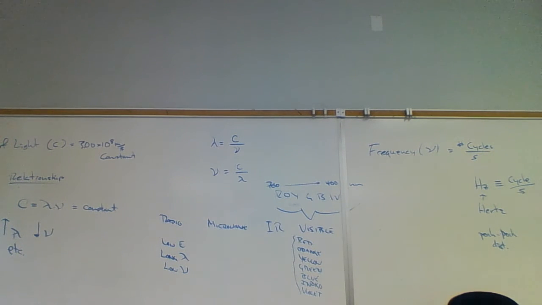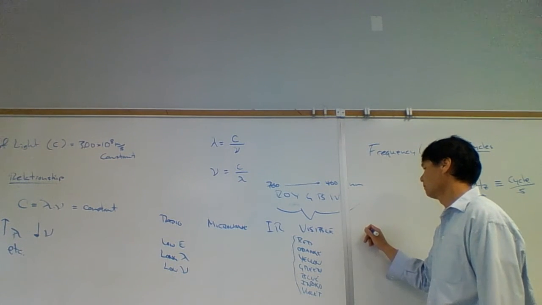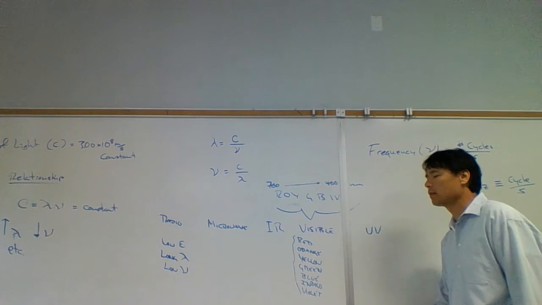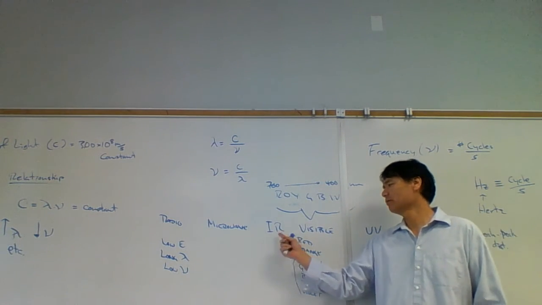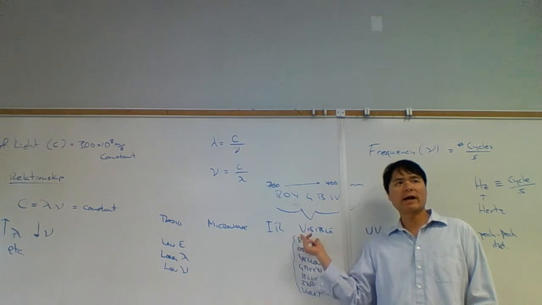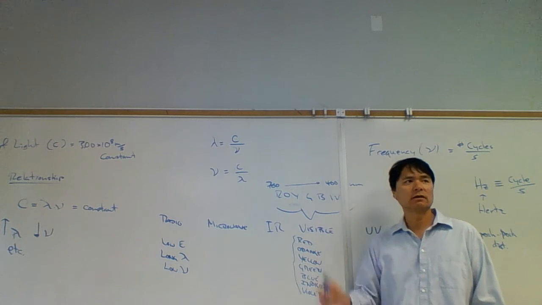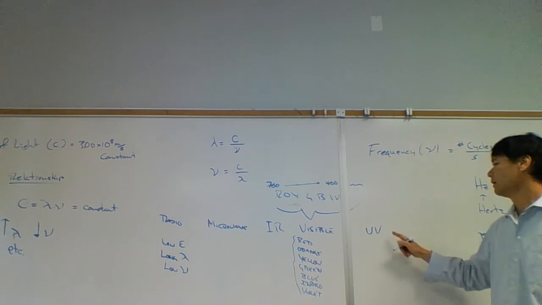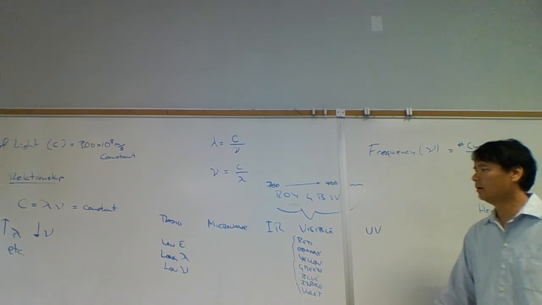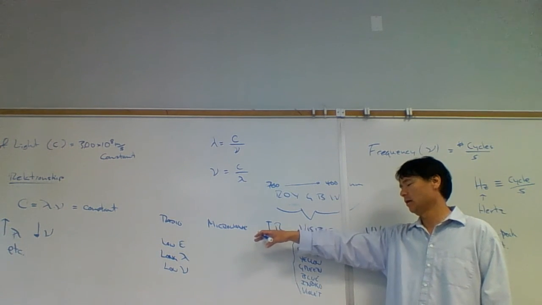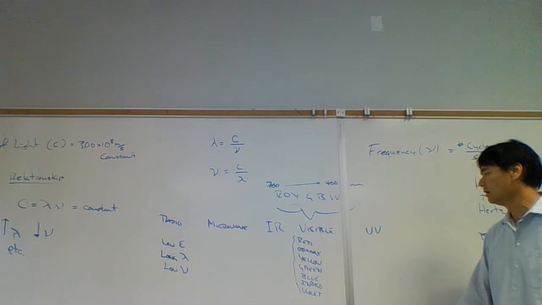Okay, then progressing along here, from visible, we go to ultraviolet. And so this is the way we remember. Infrared, this is before red. Ultraviolet is after violet. So ultraviolet, we can't see. And in fact, none of these lights we can see except for visible. We can detect visible with our eyes.